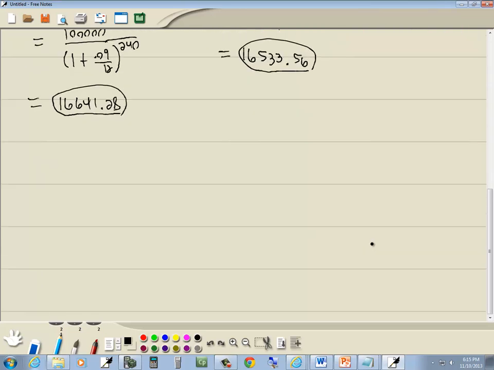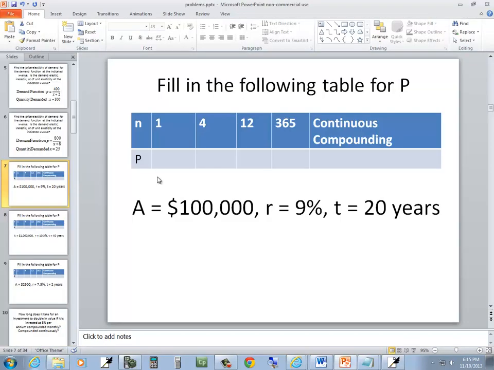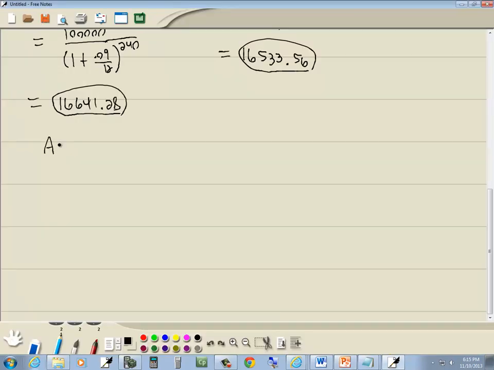Okay. Last one. A is 100,000, R is 9%, 0.09, and T is 20. And it says continuous compounding. So that's our PERT formula. So we're going to be using A is equal to P e to the RT power. Now we're trying to get P by itself, so we're going to divide both sides by e to the RT.